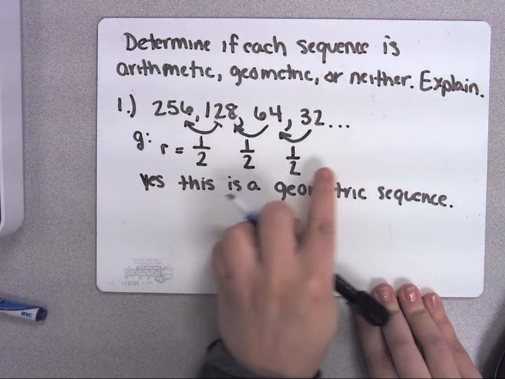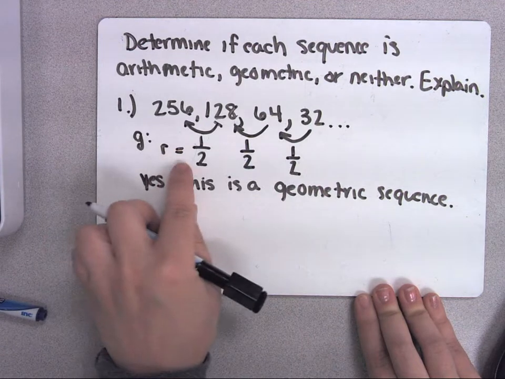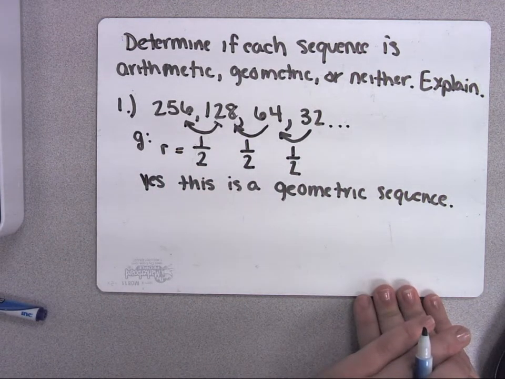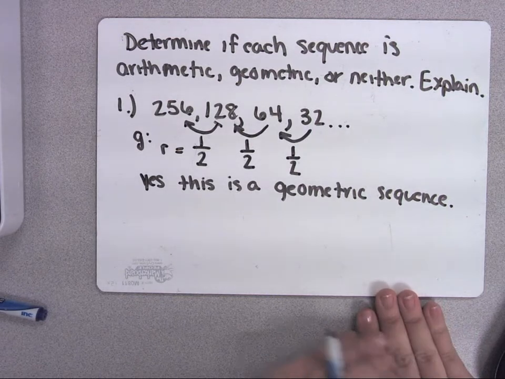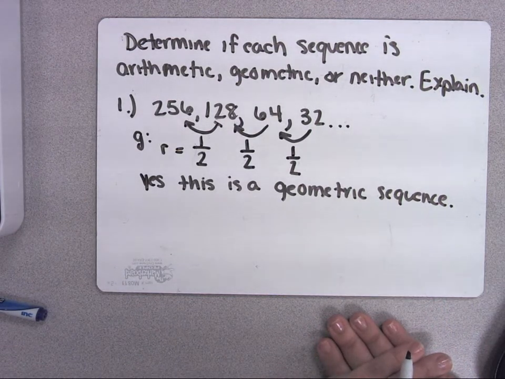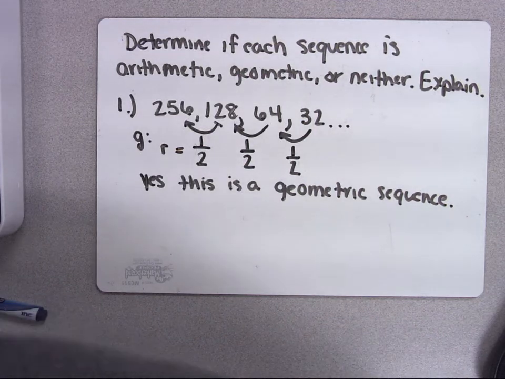This is my explanation. I showed my math here. I said R is 1/2 each time, exactly the same. If this wouldn't have worked, we would have subtracted them to see if the differences are all the same. Does that make sense? So we try the opposite, see if it works. Another one.